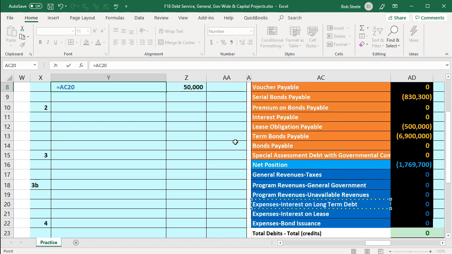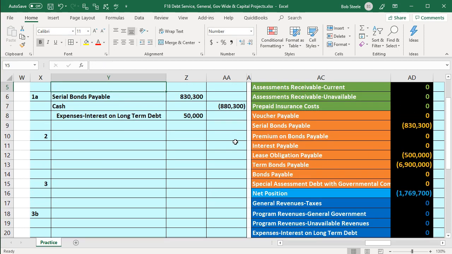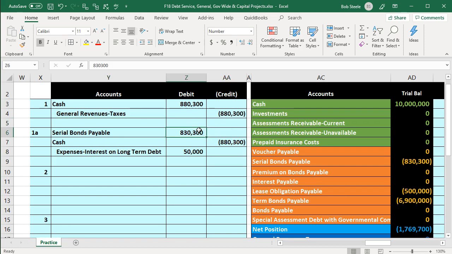Let's say interest on long-term debt. So there's the one. So there will be our transaction. So we're going to record this one out now. So here's the serial bond. We'll record that one first.